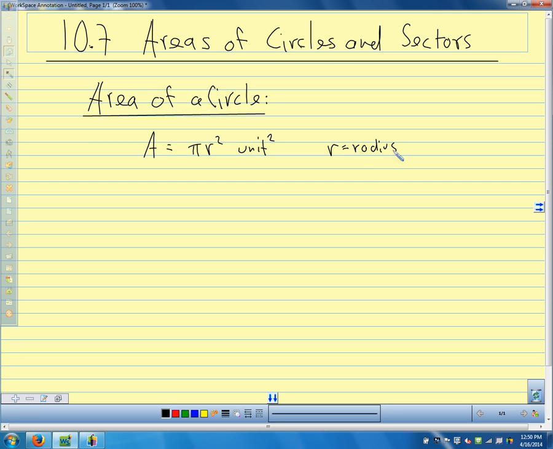our radius. So on your graphic organizer, on the back side where it's all about circles, you might want to put in the next blank circle, the area of a circle, pi r squared, where r is the radius. There should be a blank circle where you can put in the area of a circle.